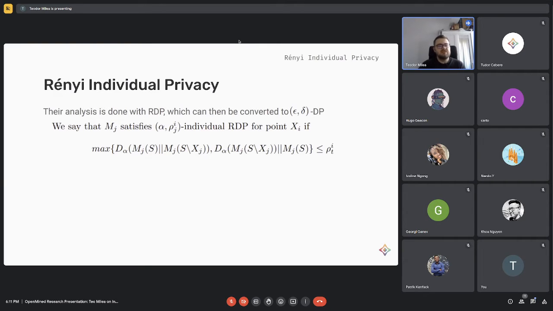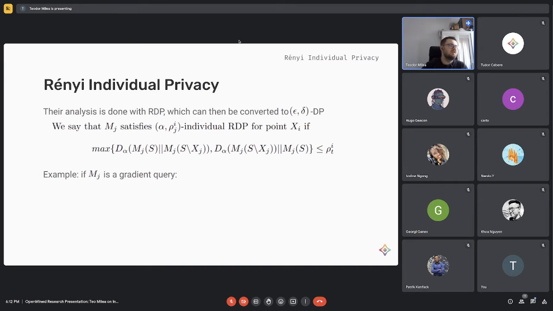We see that a mechanism satisfies this, or rather satisfy alpha, rho_j RDP for each individual x, y, x_i, if the parameters follow this property. Here, D_alpha is the Rényi divergence parameterized by the order alpha.